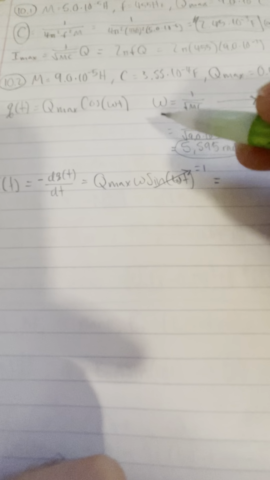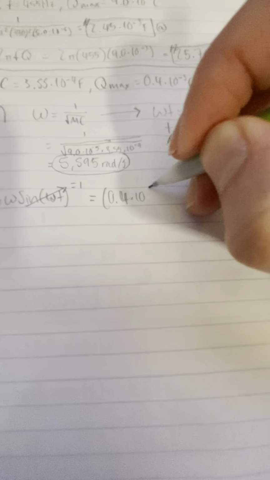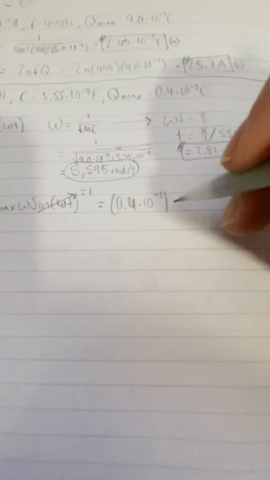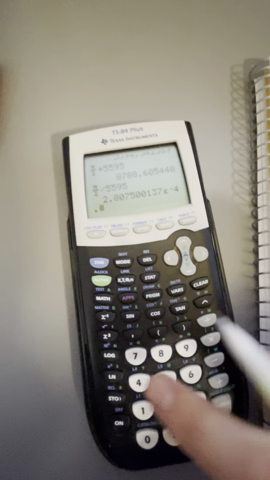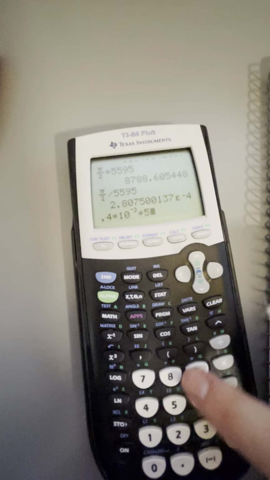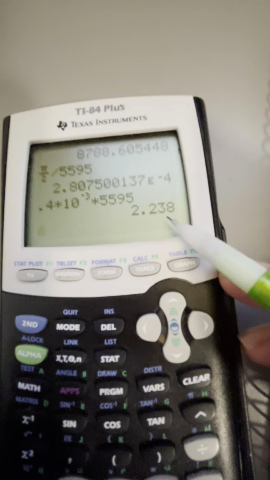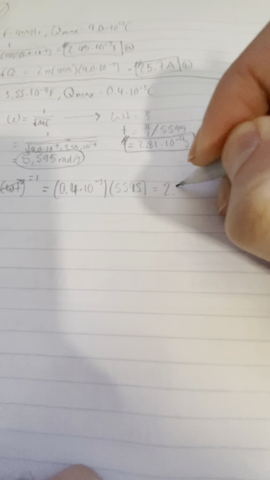So then we have, let me draw a line so I can distinguish better. So yep, q max 0.4 times 10 to the negative third coulombs times omega, which we had just solved for right there as 5,599.95. So it gives us 2.4 amps as the magnitude of the current in the circuit at that time. So that was part C and D.